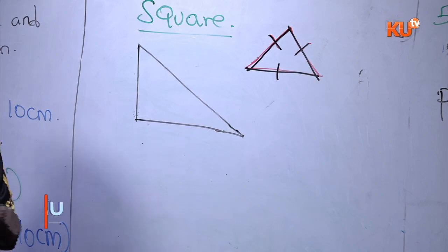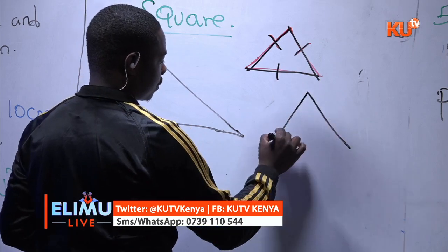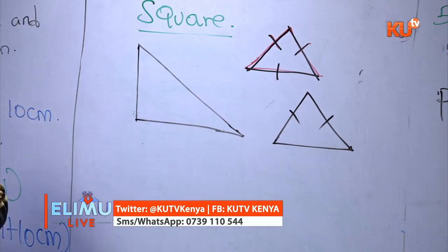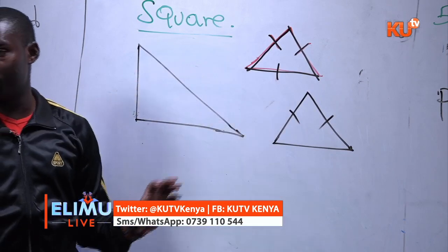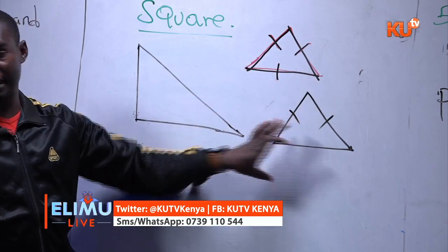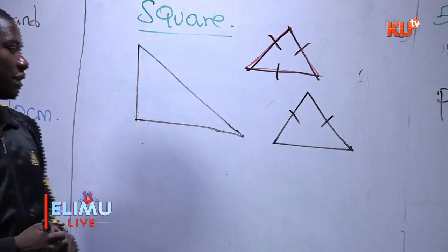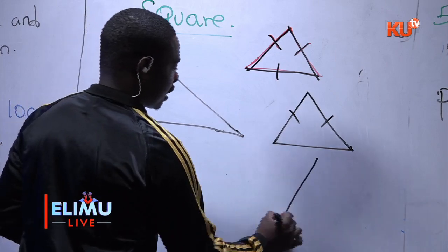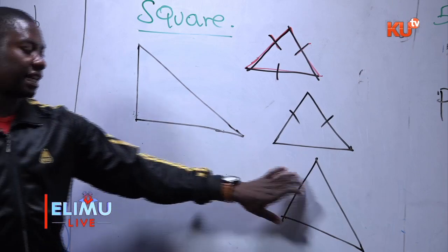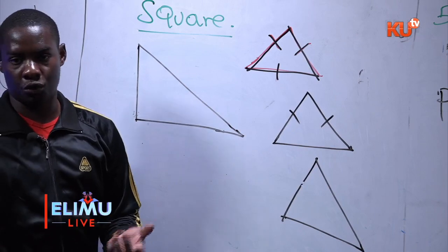Then, number 2, we have what we call an isosceles triangle. Equilateral triangle, from the word equal, all sides are equal. When you come to an isosceles triangle, two sides of the triangle are equal. Then we have a scalene type of triangle. In a scalene triangle, all the sides are not equal. So we don't have any one side that is equal to another.